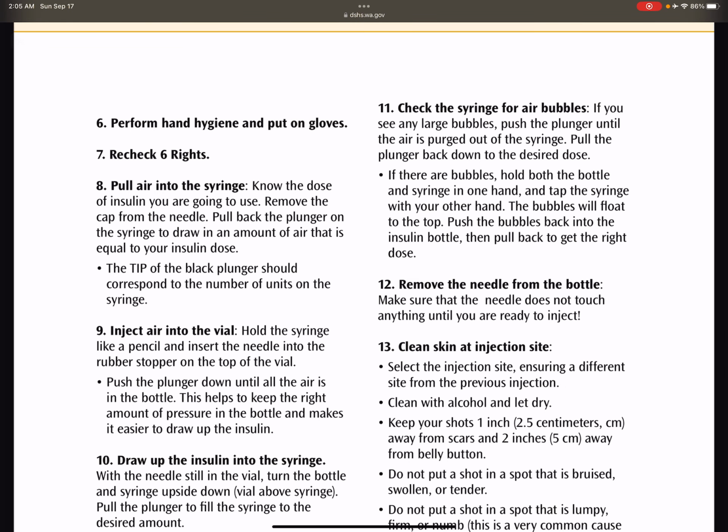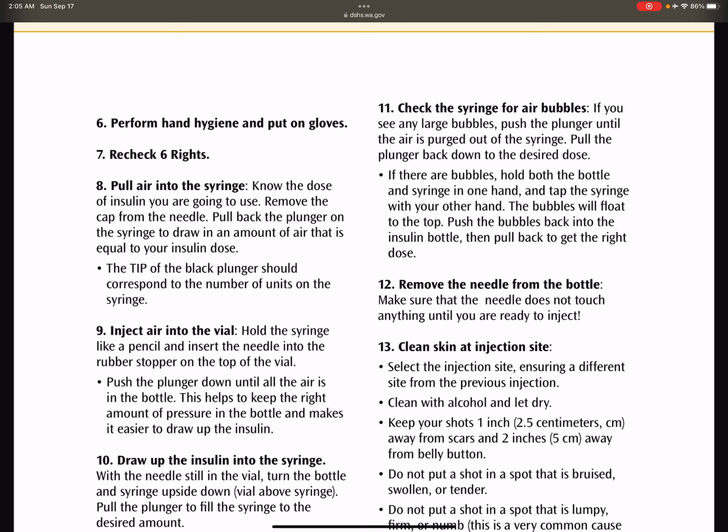If you see any large bubbles, push the plunger until the air is purged out of the syringe. Put the plunger back to the desired dose. If there are bubbles, hold both the bottle and syringe in one hand and tap the syringe with the other hand. The bubble will float to the top.